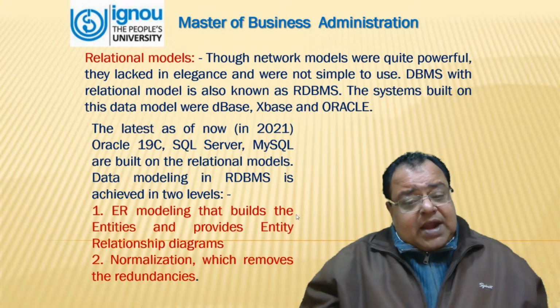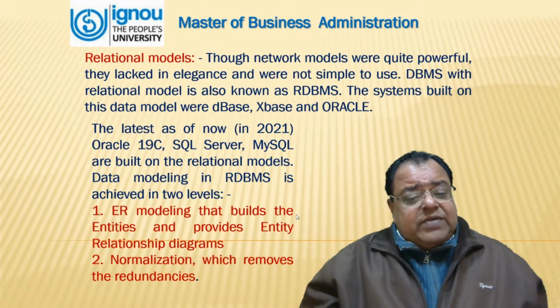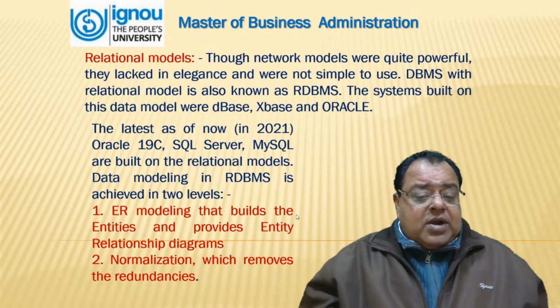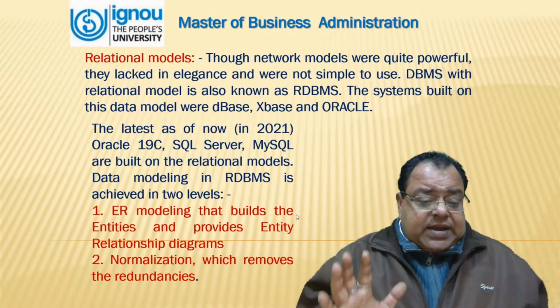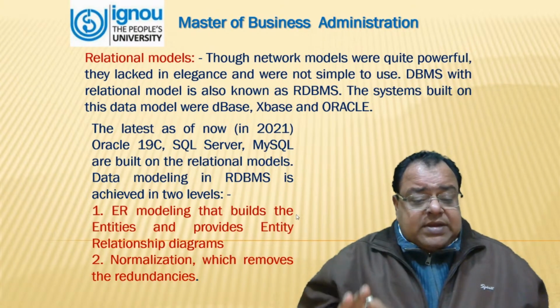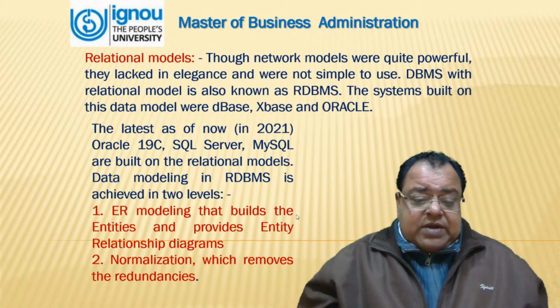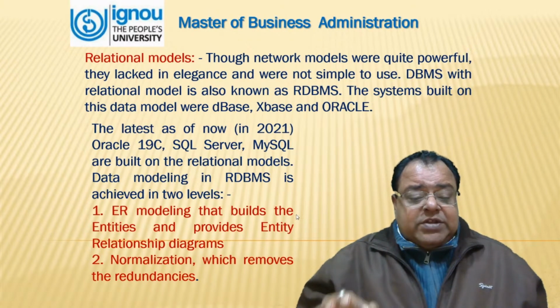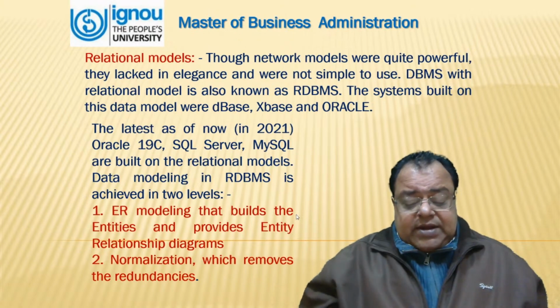Data modeling in an RDBMS is achieved at two levels. The first is ER modeling, which builds the entities and provides entity relationship diagrams. The second one is normalization, which removes redundancy.